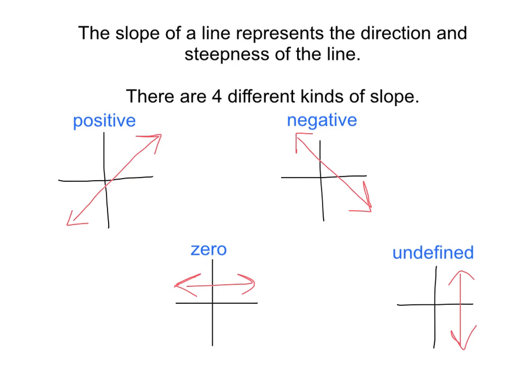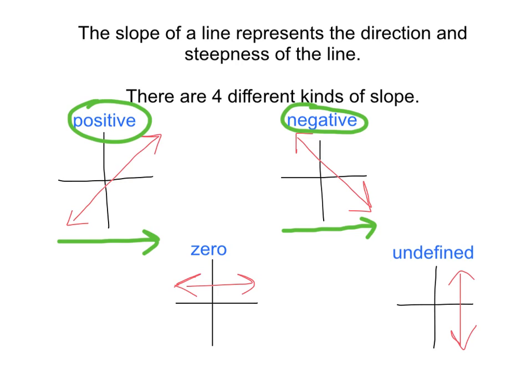The first one, if you're looking at the line from left to right, if it goes up as you go left to right, that slope is positive. For negative slope, also if we're looking left to right, if that line is going downwards, then that has a negative slope.